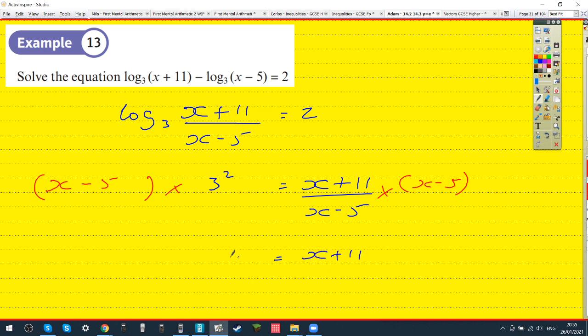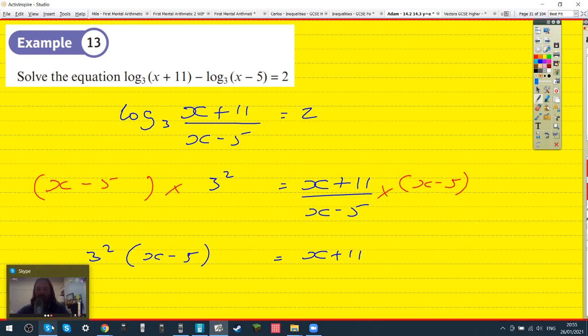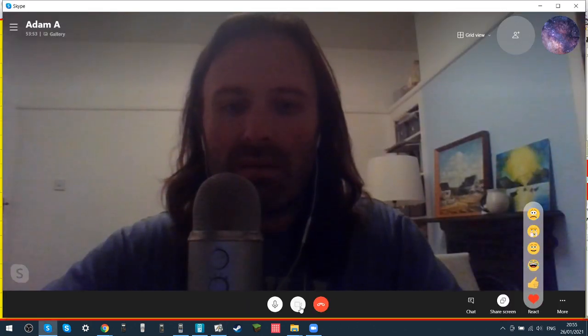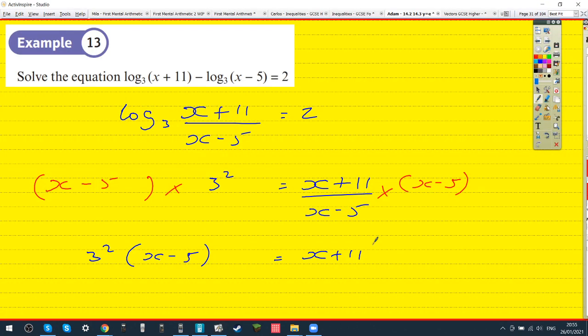This one is 3 squared times x minus 5. And then would you multiply 3 by everything in the bracket? Yeah. Would it be 3 squared x? What is 3 squared? 3 squared is 9, so it'd be 9x. That's it. Just continue with that.